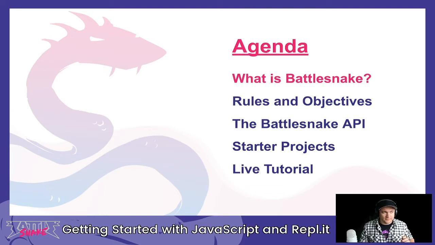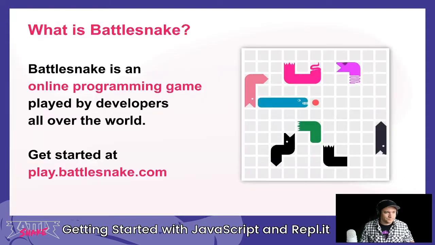They're intended to give you all the boilerplate that you need to get started with Battlesnake, but not necessarily provide any intelligence about how to play the game and how to strategize. So it gets you started really quickly and gets you to the fun part where you're actually programming your Battlesnake to move around the board. And then we're going to try to build the Battlesnake live using the JavaScript starter project and Repl.it.